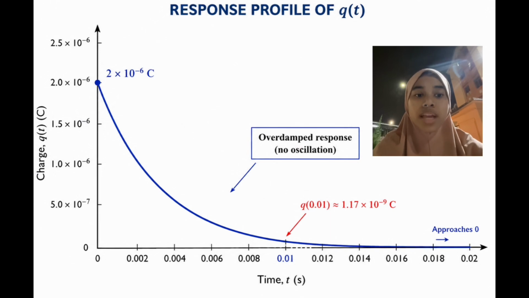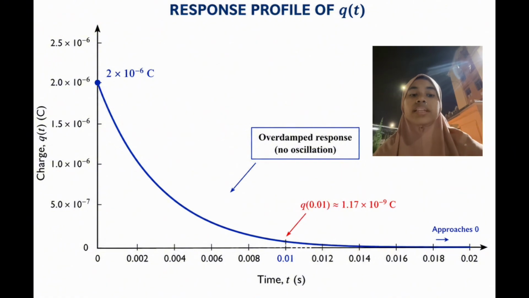This graph shows the response of the system. At the beginning, the charge starts at 2 times 10 to the power of negative 6 coulomb. As time increases, the charge decreases exponentially until it approaches zero. There is no oscillation or repeated up and down movement. The graph clearly shows that the response is smooth and stable.